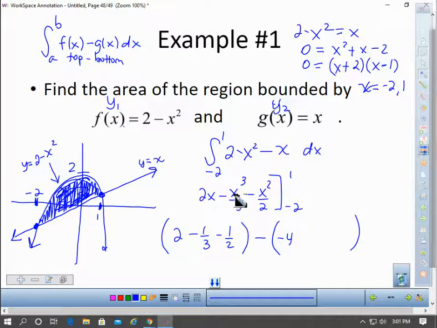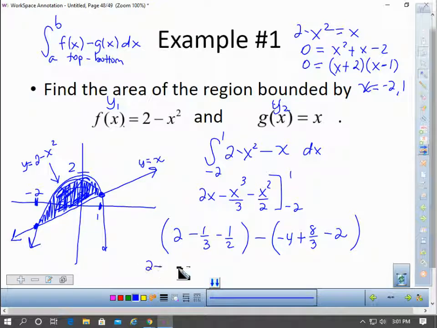Putting a negative 2 in here is going to be negative 8/3, but I'm subtracting negative 8/3, so that'd be positive 8/3. And then putting a negative 2 in here is going to make 4, but it's going to be minus 4/2, which makes it minus 2. So now if I work out my math here, I'm going to just distribute the negative sign.